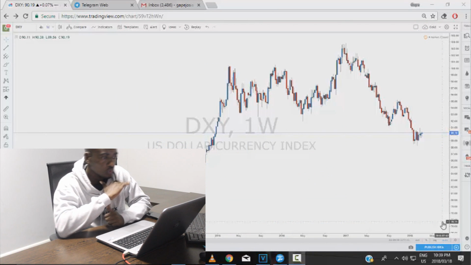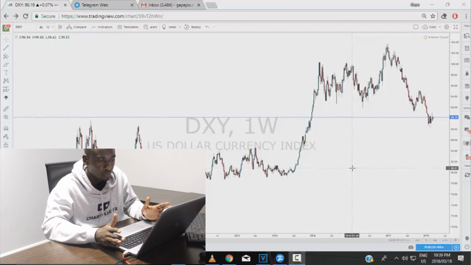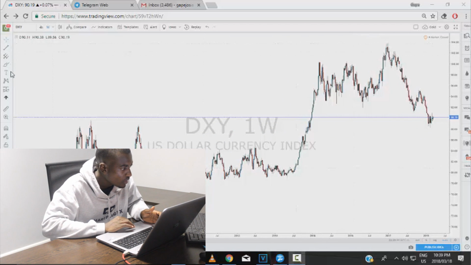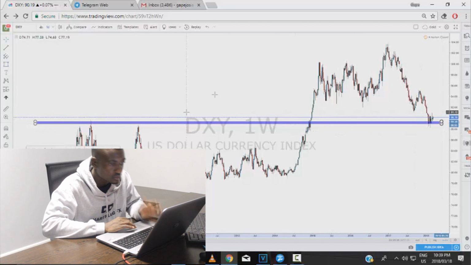All right, family. So we start off with the dollar index. This is the weekly chart. I'm just gonna zoom out from the weekly chart and draw my little support. Looks like the dollar index found some support right here.